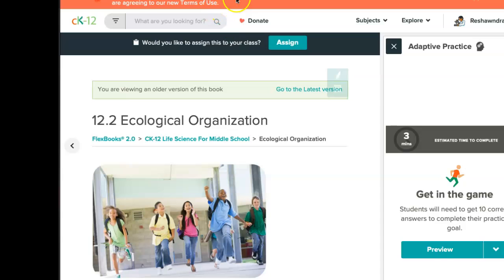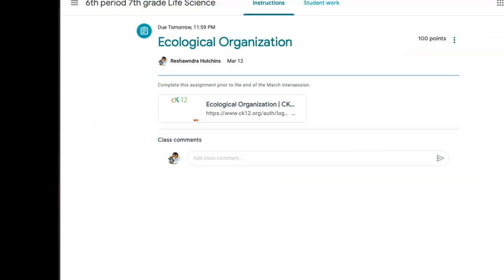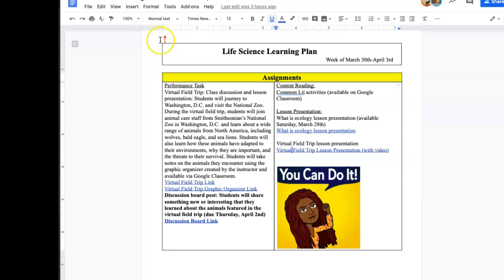Let's go back to our learning plan. Let me clear up some of these tabs because it's just too much going on here. We've covered the CommonLit that you were supposed to do. You're going to have 2 lessons that I'm going to present. One of them is entitled, What is Ecology? It is a video and also a PowerPoint. The video is just me speaking with the PowerPoint. You just go through and take notes, and the way you're going to take notes is using our 2-column note taking.